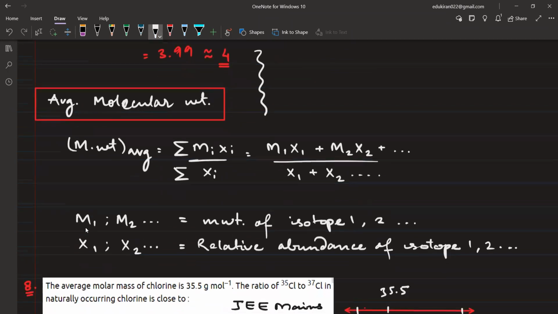Average molecular weight is equal to the mass of the first isotope into its relative abundance plus mass of second isotope into its relative abundance and so on, and divide by the relative abundance of 1, 2, 3 and so on. Okay, so M1 and M2 are molecular weight of isotope 1, 2, and X1 and X2 are relative abundance of isotope. So if you have 3, then you will be having M1 X1 plus M2 X2 plus M3 X3 divided by X1 plus X2 plus X3. If you have 4 different isotopes, then it is going to be M1 X1 plus M2 X2 plus M3 X3 plus M4 X4 divided by X1 plus X2 plus X3 plus X4 and so on. Okay. So similarly, they have asked a question here.